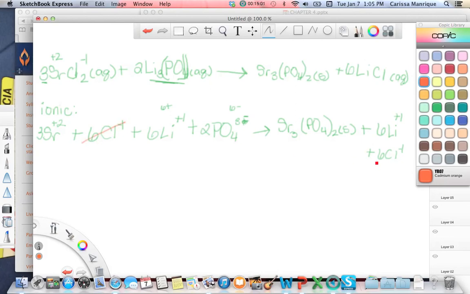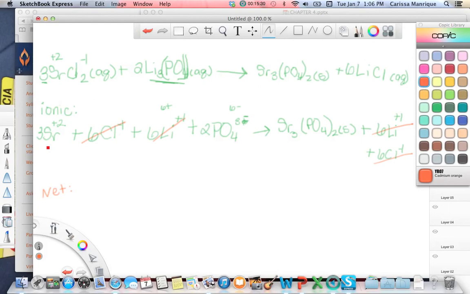Cancel, cancel. Okay? Now over here I have 6 lithiums and 6 lithiums, so those will cancel. So cancel and cancel. Will anything else cancel? No, because I don't have just 2 PO4s by itself. This is a solid, so it's not broken up. So that gives me my net ionic equation, net.